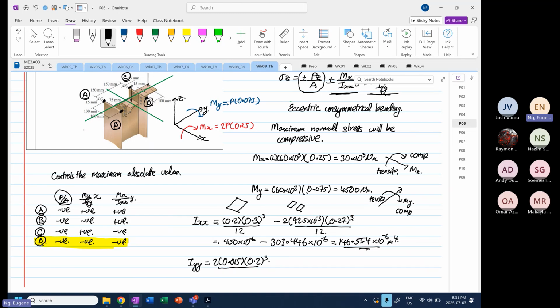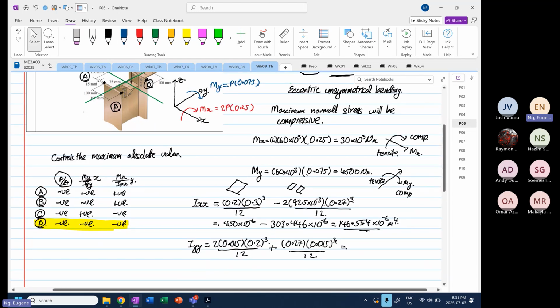Cube divided by 12. So that's the left and right pieces. I want to be sure that I got the right value. Okay. So Iyy, the width is equal to 300 minus 15 minus 15, 0.27. And the depth is 0.015 to the power of 3 divided by 12.